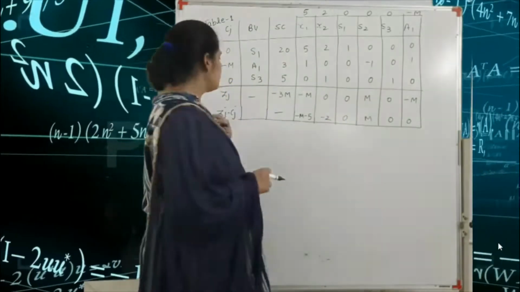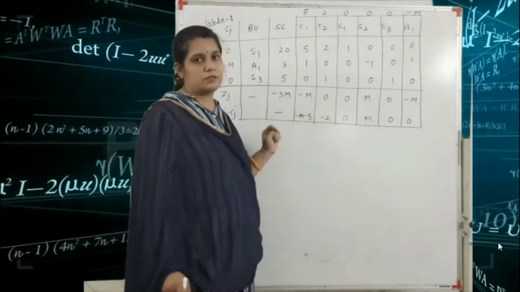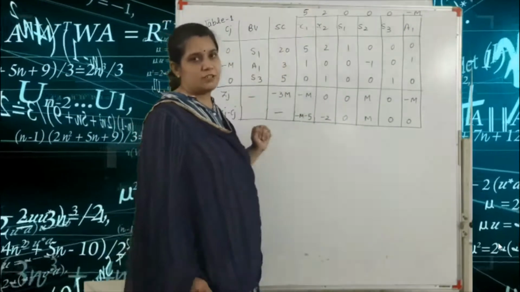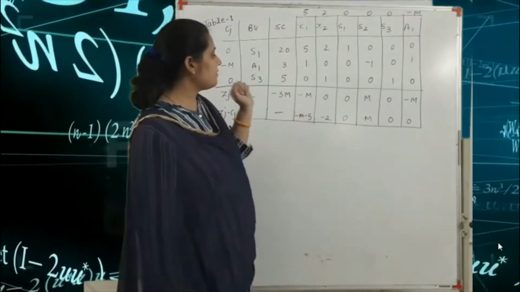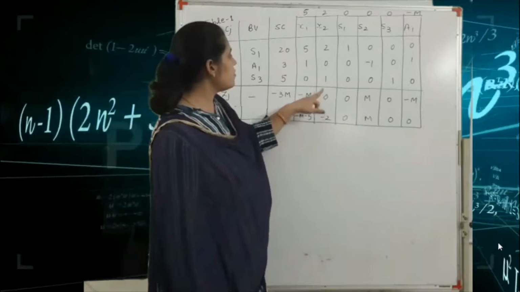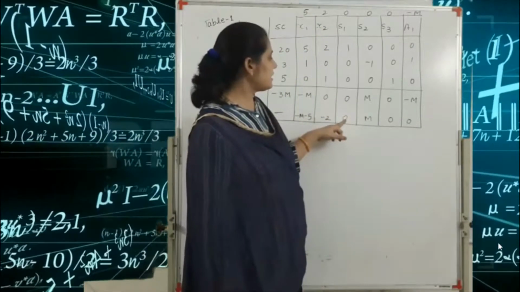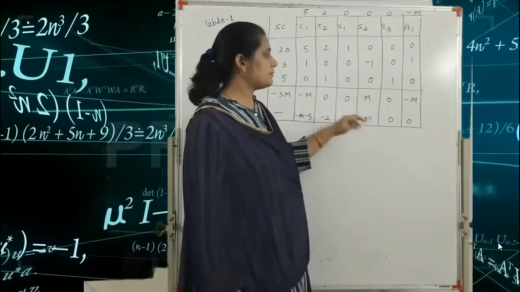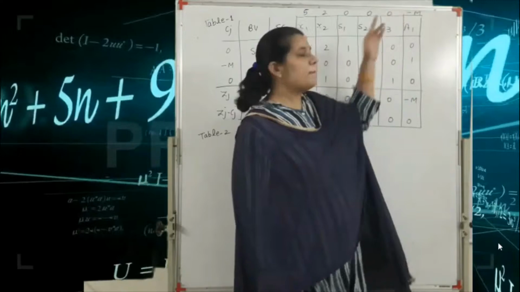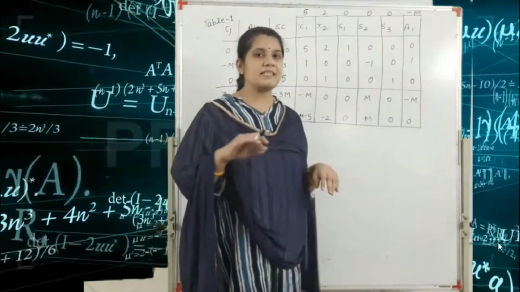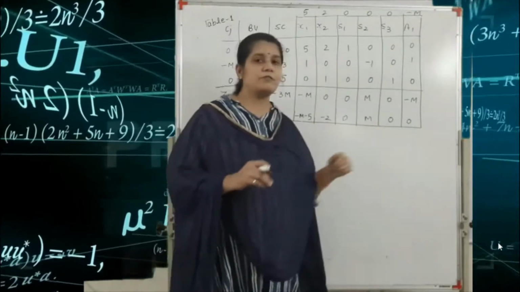After that we write Zj minus Cj. So this is your Zj row and these are your Cj values. We write minus M minus 5, then 0 minus 2, that means minus 2. 0 minus 0, that means 0. M minus 0, that means M. 0 minus 0, that means 0. And minus M minus minus M, so minus M plus M equals 0. So we get Zj minus Cj as these values.